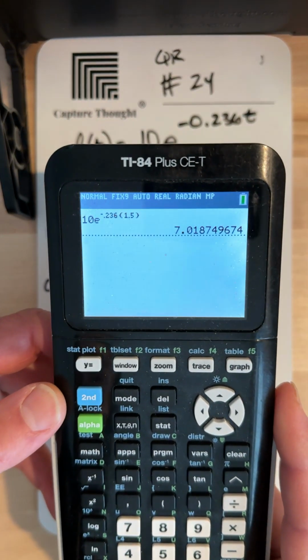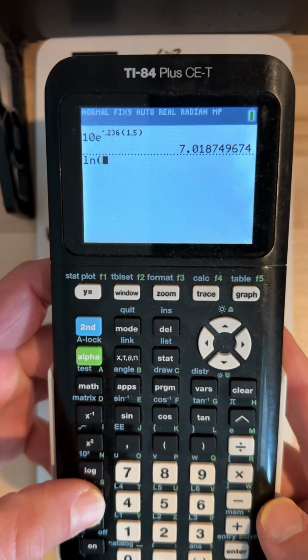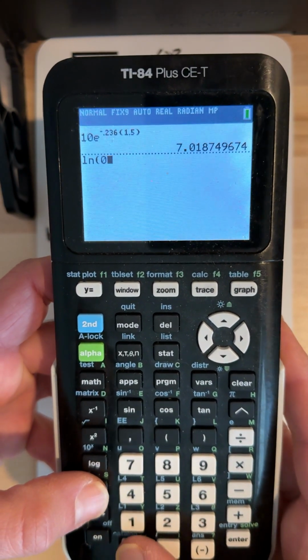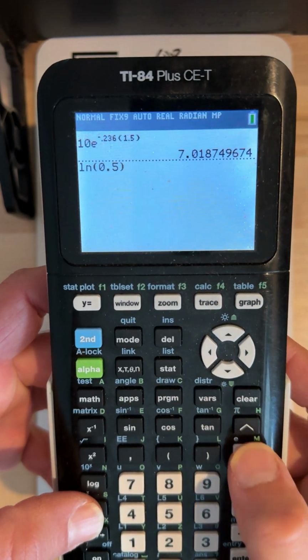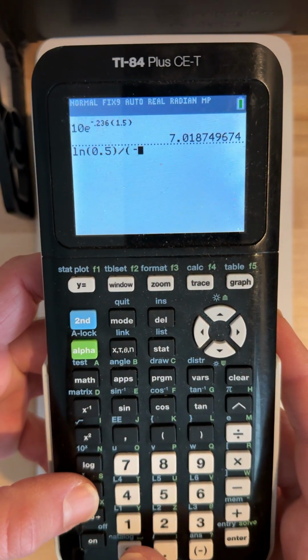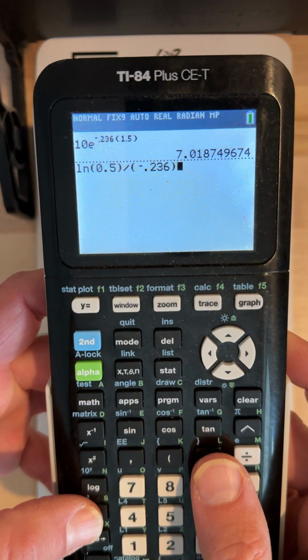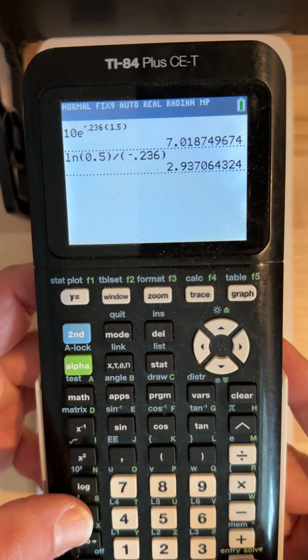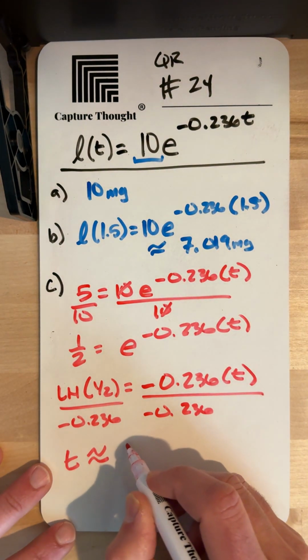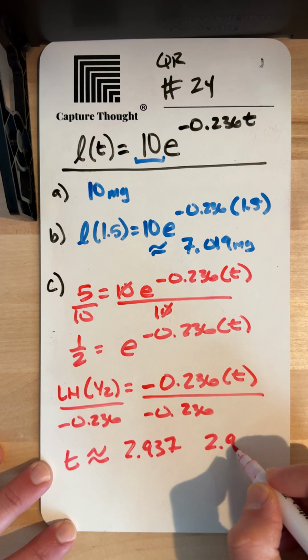So go on, turn your calculator on, and we're going to do the natural log, which is this button down here. And we have 0.5, so 0.5 divided by, and then parentheses, looks like negative 0.236. Make sure I plug that in correctly. Yep, that looks right. Push enter, and it looks like 2.937. So that's like 2.94.